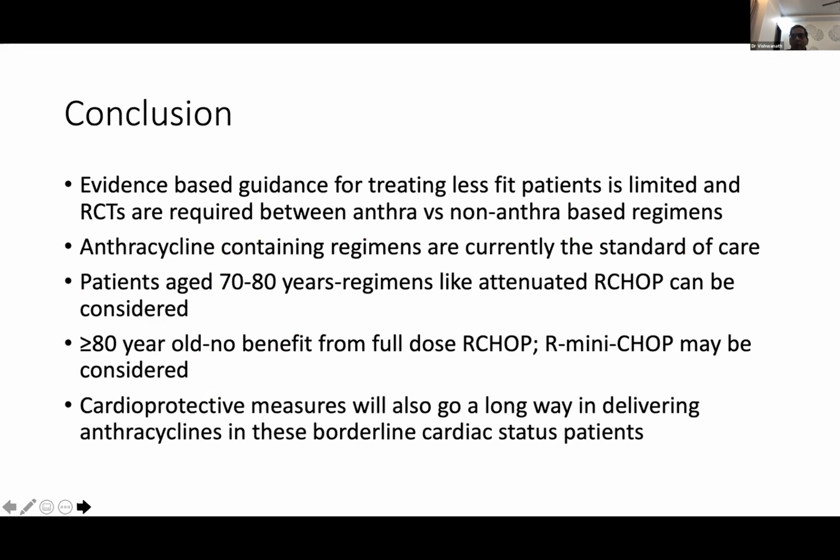To conclude, evidence-based guidelines for treating less fit patients are limited, and unless we have large randomized controlled trials between anthracycline versus non-anthracycline based regimens, it's impossible to omit anthracyclines. Maybe dose reduction may be an answer. Anthracycline based regimens are currently the standard of care. In patients aged 70 to 80 years, attenuated R-CHOP or dose-reduced R-CHOP, mini-CHOP can be considered. In those more than 80 years of age, there is no benefit from full dose R-CHOP; R-mini-CHOP may be considered. And cardioprotective strategies like ACE inhibitors and beta blockers can go a long way in delivering anthracyclines in these borderline cardiac status patients. Thank you so much for a patient hearing.